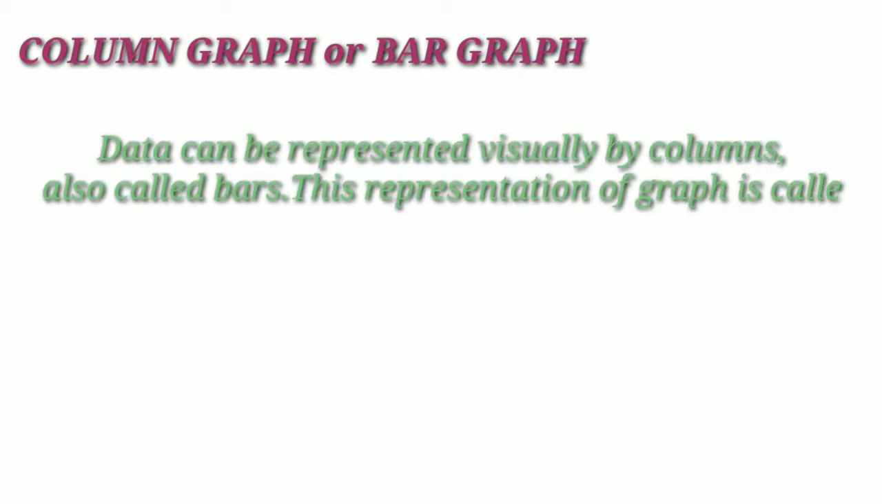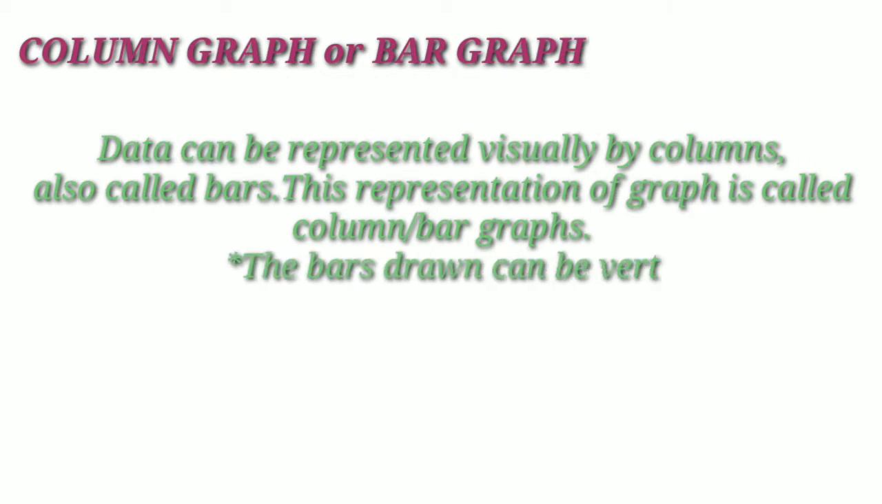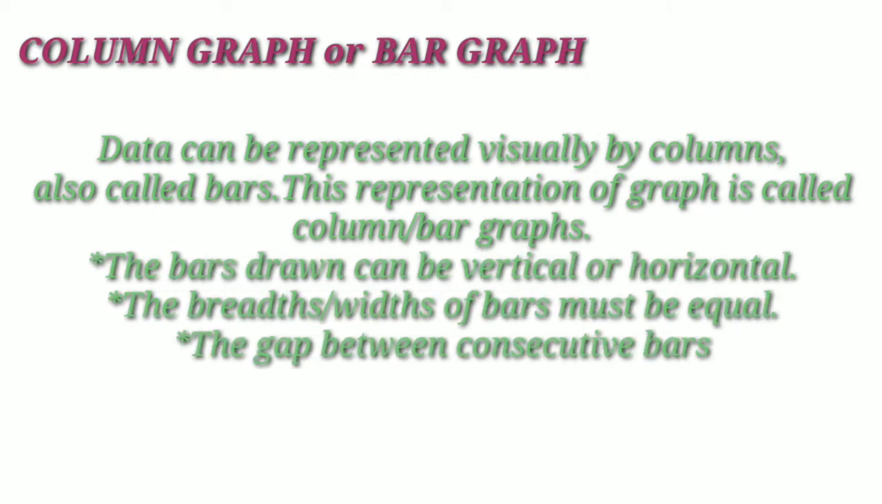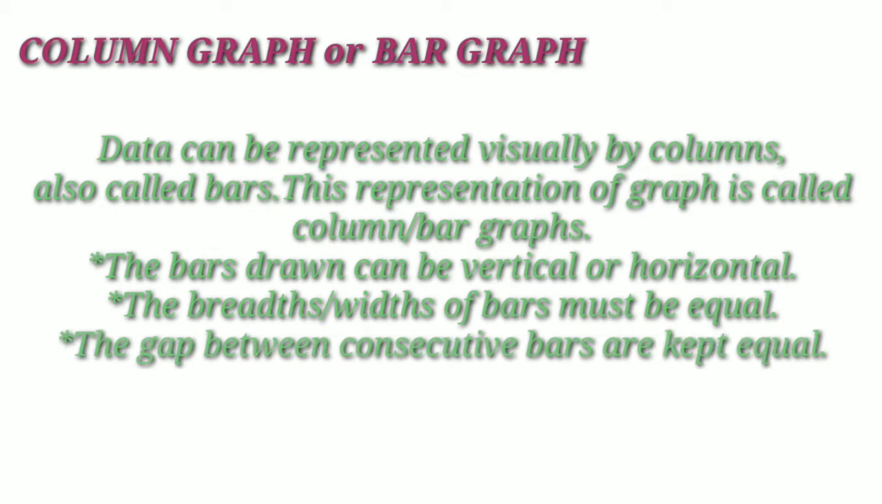Data can be represented visually by columns, also called bars. This representation of graph is called column graph or bar graph. The three most important points which should be considered while preparing the bar graph are: first, the bars drawn can be vertical or horizontal. Second, the breadth or the width of the bars must be equal. Third, the gap between the consecutive bars is kept equal. Clear?